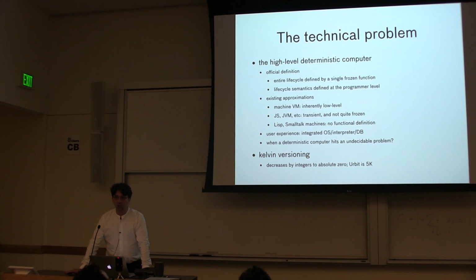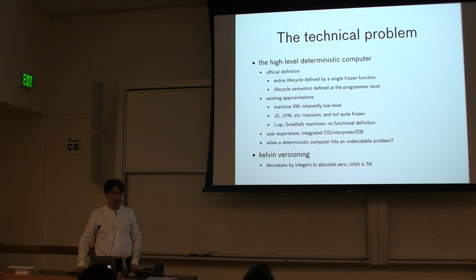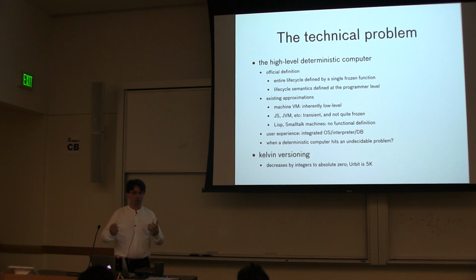Of course, a hardware VM, a CPU, is defined by a single frozen function, which is the CPU function, which is very frozen because it's on the chip. But we'd actually like to define that at the same level at which the programmer conceives of the system. If we look at some approximations to this that exist today, JavaScript and the Java VM are high-level definitions, but they're defined only for a transient system. Here we're defining the whole life cycle of the computer.